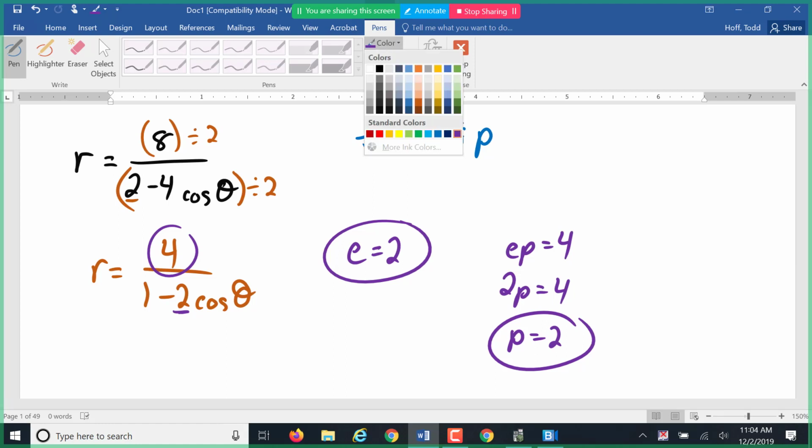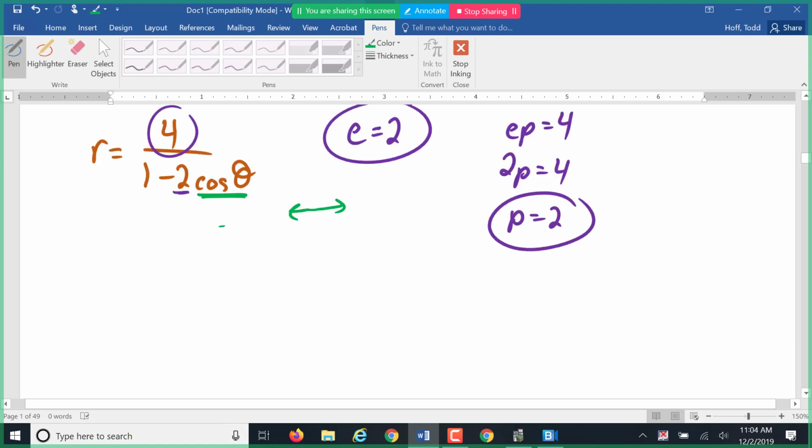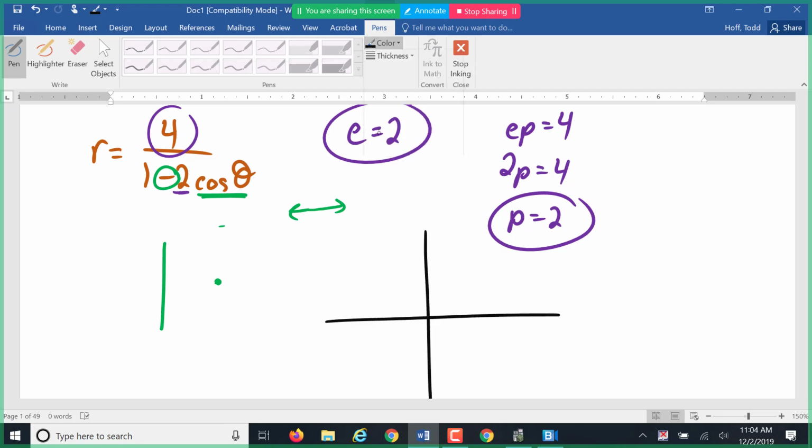Other information then to complete the graph here. Cosine tells us that this is horizontal. Our major axis or transverse axis is horizontal. And the minus tells us the directrix is on the negative side of the focus. So it's going to look like that. So let's set up our axes here. Our focus is going to be at that vertex again. P is the distance from the focus to the directrix. That's 2 units away. So our directrix is right here.